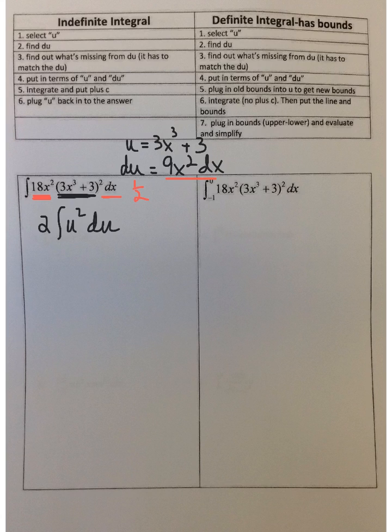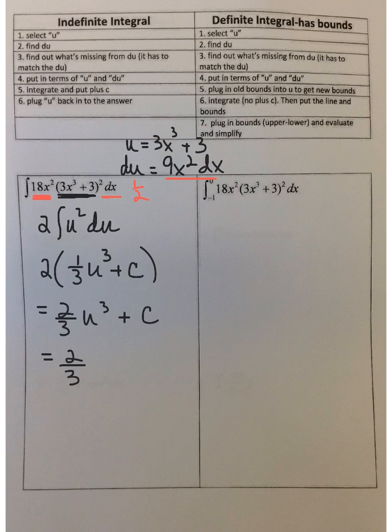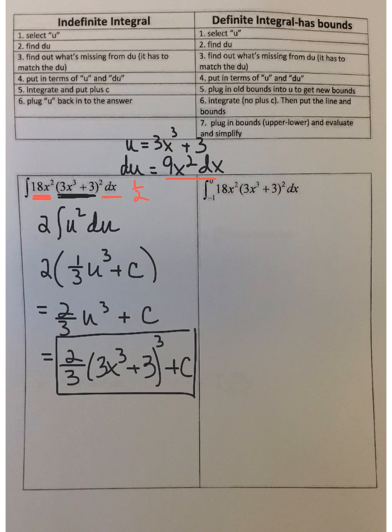All right, now let's go over on the right-hand side. Actually, let's stick with the left-hand side. Let's just keep going with this. So then I'm going to bring down that 2, and I am going to have 1/3 u cubed plus c. And now I'm going to distribute that 2 through, so I'm going to get 2/3 u cubed plus c. And lastly, substitute the u back in, which would be 3x cubed plus 3. That's going to get raised to the 3rd power plus c. And there's your answer on the left-hand side.